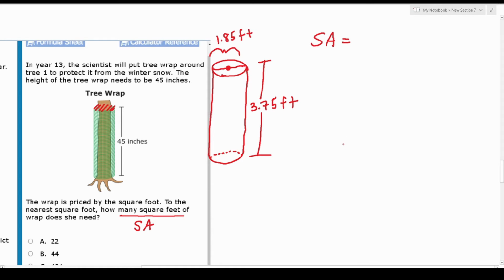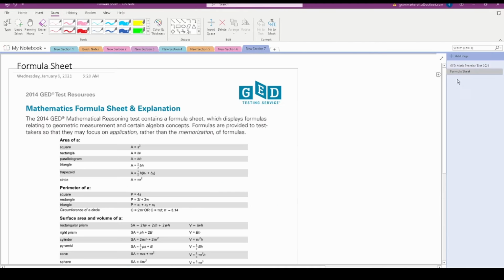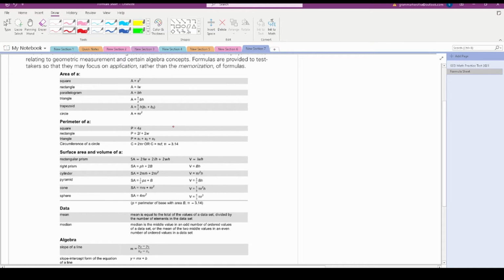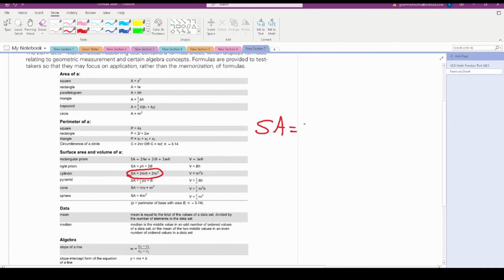And in case you don't know what the surface area formula for a cylinder is, you can always refer back to your formula sheet. It's right here, and I'll write it big so we can see it. Surface area equals 2 pi r times height plus 2 pi r squared. Okay, so let's go ahead and transfer that back to where we're working.